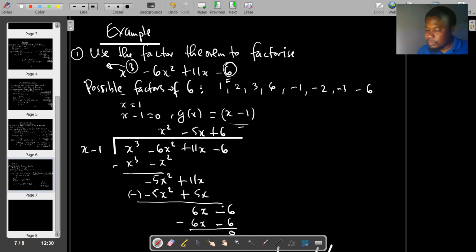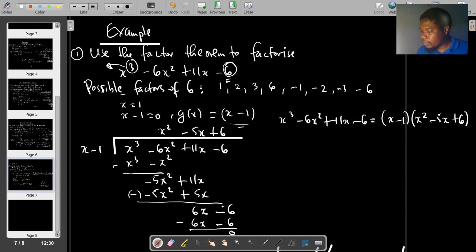So this means we can write it like this: x to the power 3 minus 6x squared plus 11x minus 6, the dividend, equals, remember how we write it, the divisor multiplied by the quotient, x minus 1 times x squared minus 5x plus 6. I could have added the remainder, but the remainder is 0, so it's the same thing. Now remember, the first factor was found as that. We want to factorize this, so we have a quadratic there. To find the other factors, we just need to factorize that.